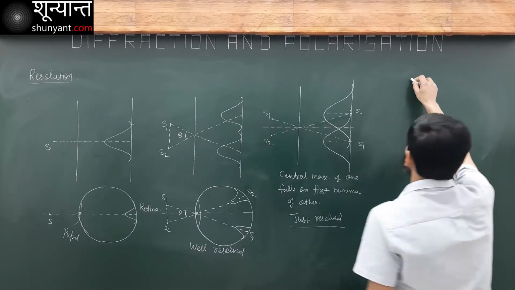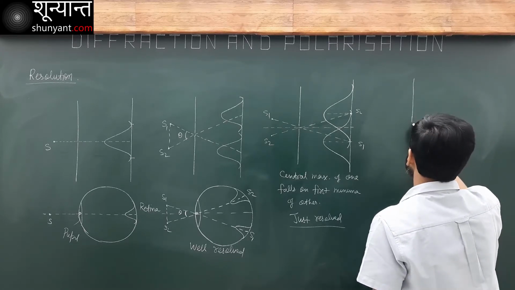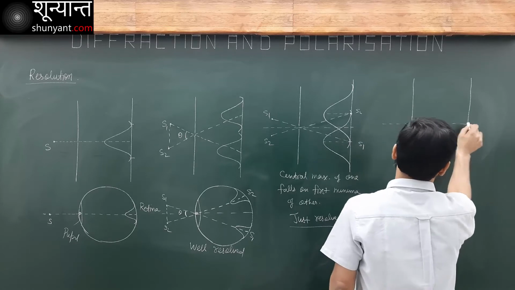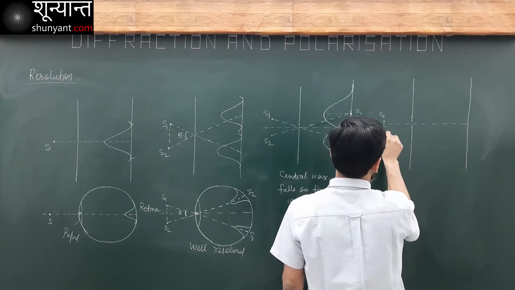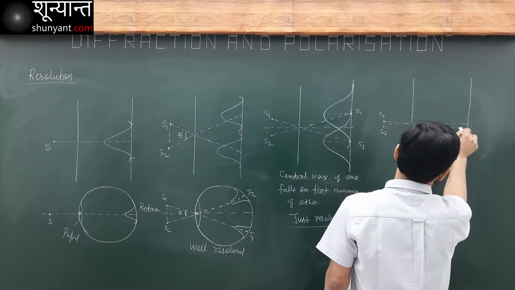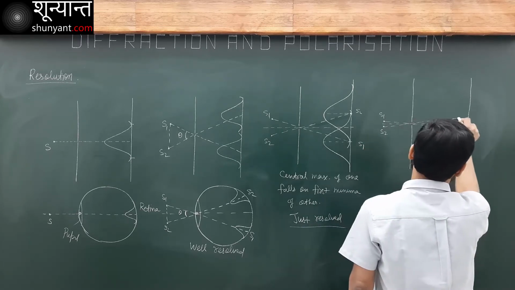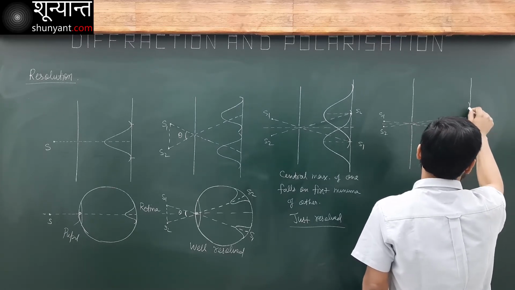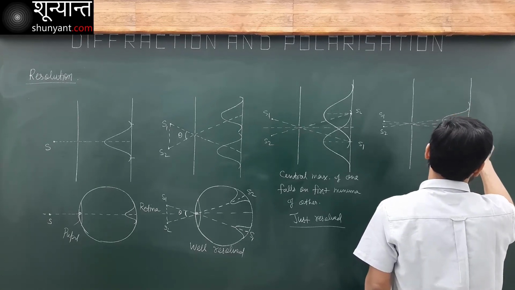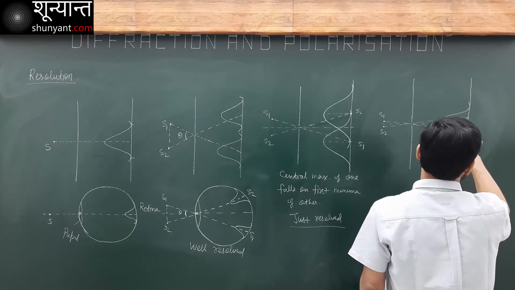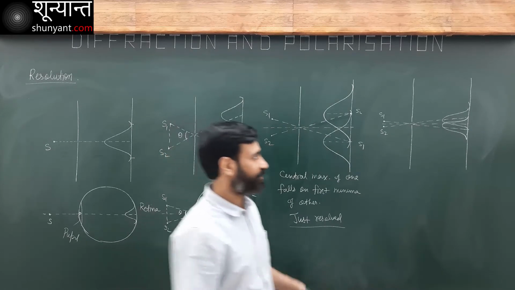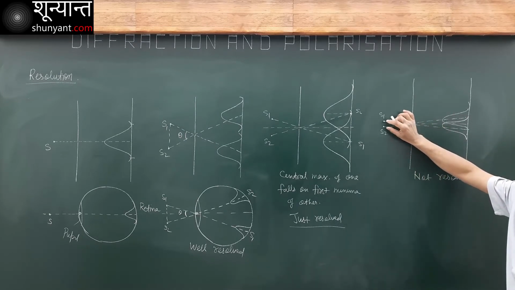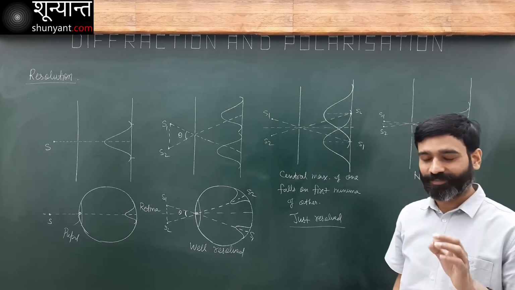Now, if theta becomes even smaller than this, let's say this is my S1 here and this is S2 here. That's how the interference, the diffraction pattern is going to form. This is the case of not resolved. So if I am looking at these two points, they will not appear as two different points. They will appear as one point.